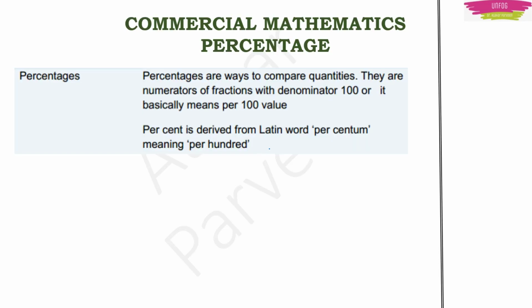Now let us move to the next topic, percentage. Usually we use percentage to compare quantities, right? You have numerators of fractions and always you will have 100 in the denominator. Basically, percentage means per 100. Correct, per 100.